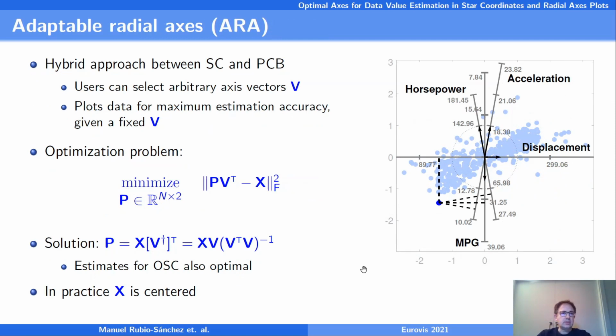Adaptable radial axis is a hybrid approach between star coordinates and principal component biplots. In this case, users can select arbitrary axis vectors, so it's an interactive technique, and the points are plotted in order to maximize the estimation accuracy for a fixed set of axis vectors. The optimization problem in this case is identical to the one for biplots, but only the points are the variables. So here you have the solution, and it's worth mentioning that the estimates for this technique are identical to the estimates for OSC.